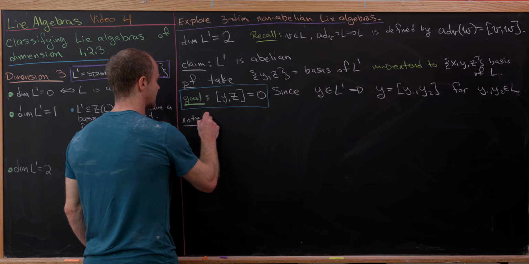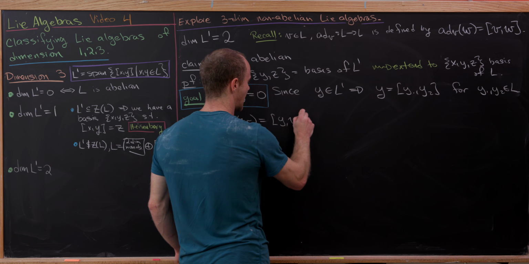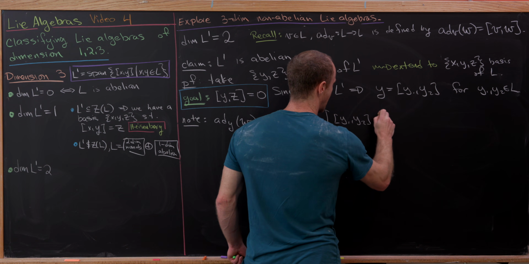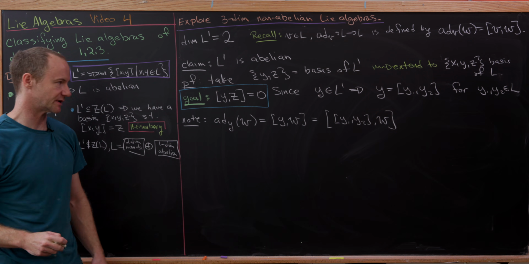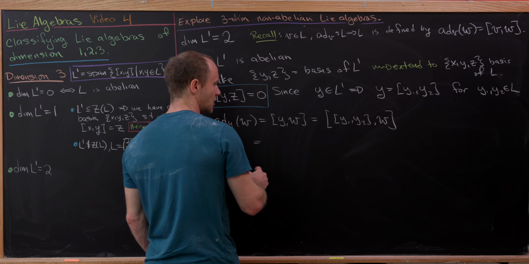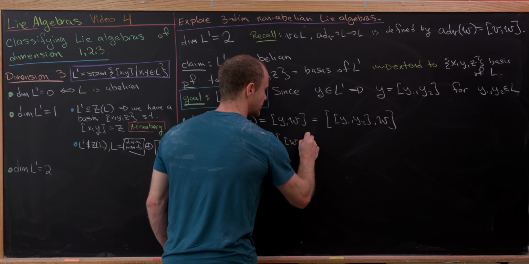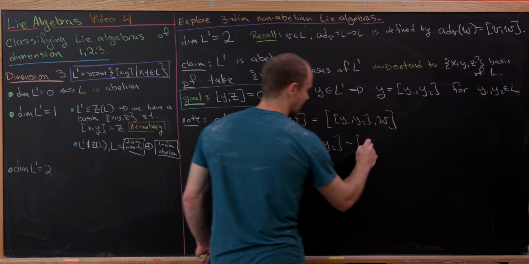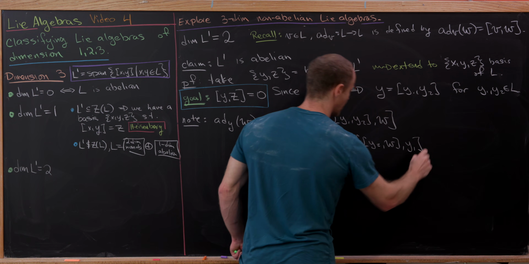So let's note that if we do the adjoint action of Y applied to W, that's going to be the bracket of Y with W, which is the same thing as the bracket of [Y1, Y2] with W, given how we built Y being inside of the derived subalgebra. But now from here, I want to apply the Jacobi identity to this. So that'll allow us to write this as negative the bracket of W with [Y1, Y2] minus the bracket of Y2 with [W, Y1].